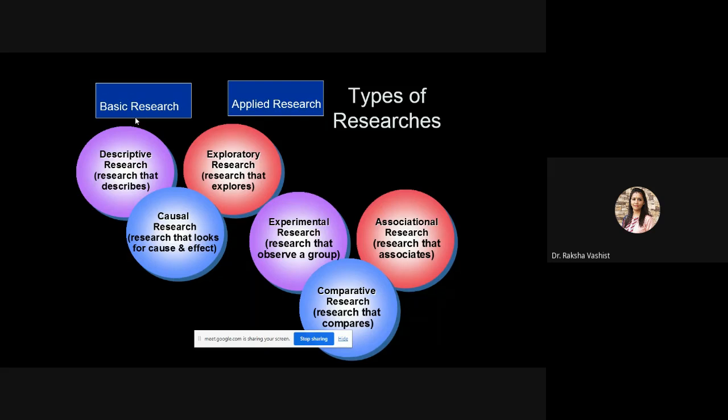There is a small difference between experimental research and comparative research. In experimental research, we have to observe a single group. We have different groups, but we have to observe different groups individually, separately. But in comparative research, we have to compare different groups, compare two groups or more than two groups within or between each other, right? So these are basically the types of research.